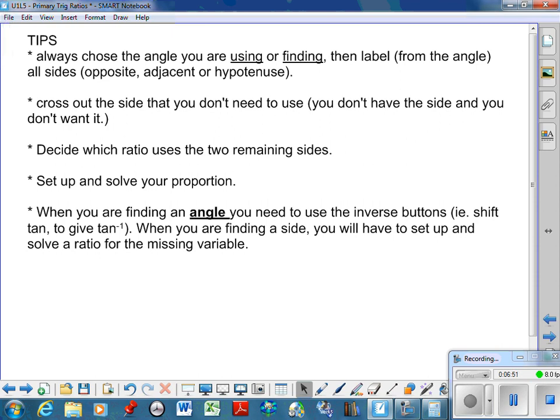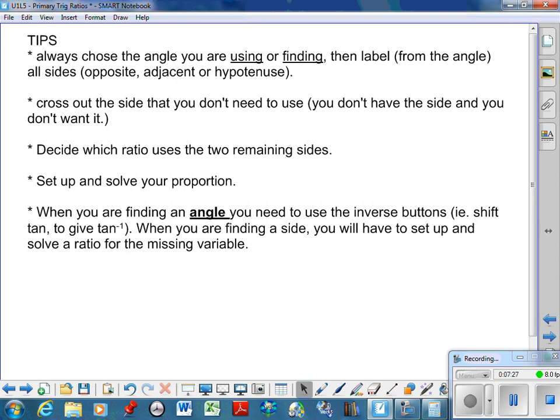Here are some tips. Always choose the angle that you're using or finding, and then label the sides accordingly. Okay, so you saw that in the example. Find your reference angle, label your sides. Cross out the side you don't need to use. That's kind of a mental thing, but off the start you may want to scratch it out. Decide which ratio to use. Which ratio uses the two remaining sides. So that's a checklist when you're looking at SOHCAHTOA. What do I know? What do I want to know? Which trig ratio has them all? Set up and solve your proportion. So we went through that.